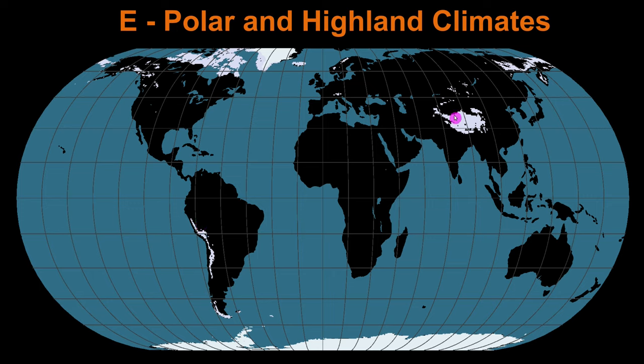It's average elevation, 14,000, 15,000 feet. And you can't see it on this map, but if we had a more detailed map, you'd see there's areas of the Sierras that are polar, or actually highland climates. We're just going to concentrate on polar climates.